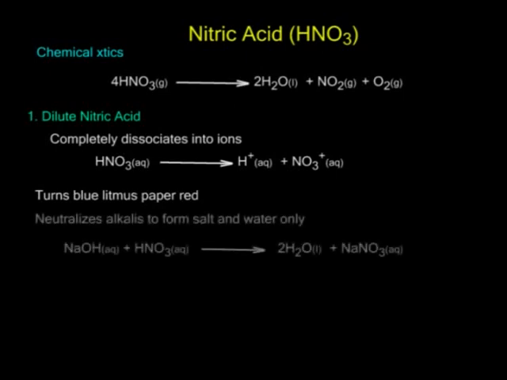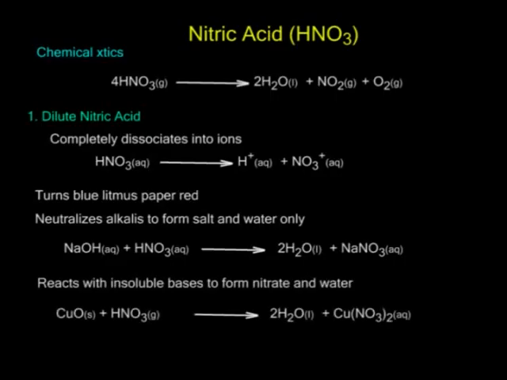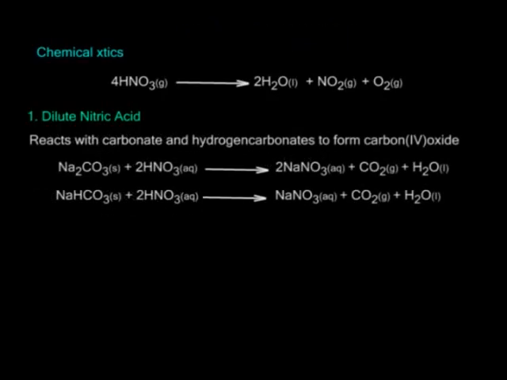It neutralizes alkalis, forming a salt and water only. For example, with sodium hydroxide, sodium nitrate and water are formed. Dilute nitric acid reacts with insoluble bases to form the corresponding nitrate and water only. For example, with copper 2 oxide, it forms copper 2 nitrate and water. Dilute nitric acid reacts with carbonates and hydrogen carbonates, producing carbon 4 oxide, which forms a white precipitate with lime water. With sodium carbonate and sodium hydrogen carbonate, sodium nitrate, carbon dioxide and water are formed.